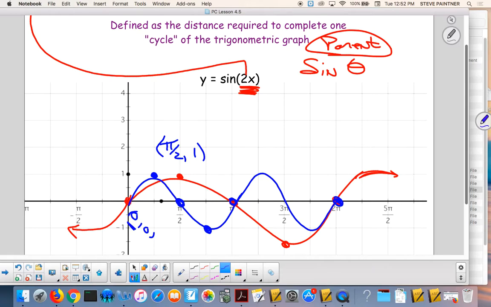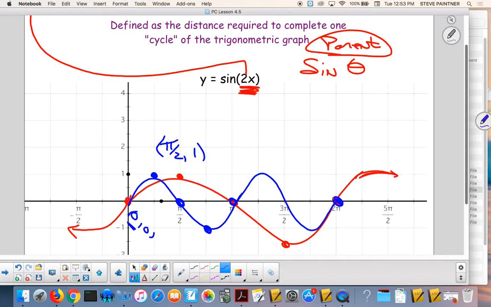Okay, so this number controls your period. If that number is 2, your normal period, 2 pi, gets cut in half. Are you listening? What if it was 4x or 4 theta? We've got fours. You'd cut it in 4s. So a 2 pi gets cut into 4 equal parts. Now your period is half a pi, it's 90 degrees. So what I'm trying to say is that the number in front of x controls the period.